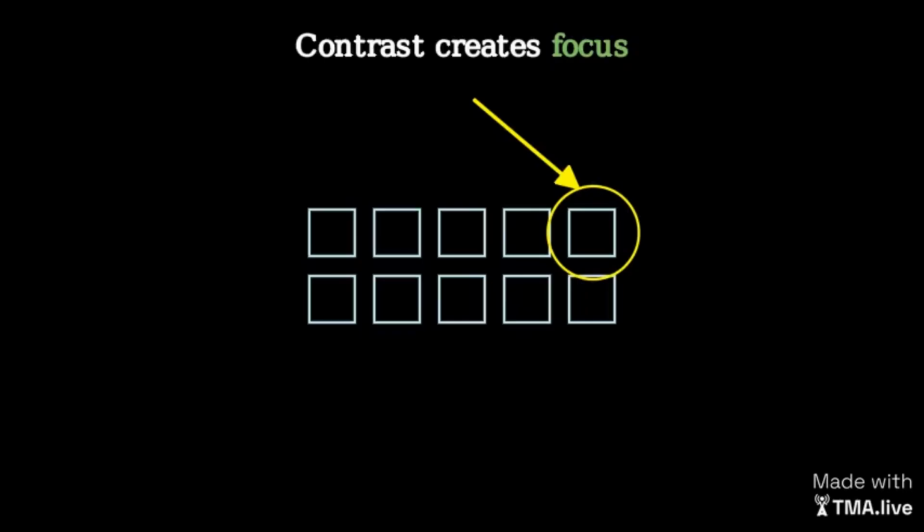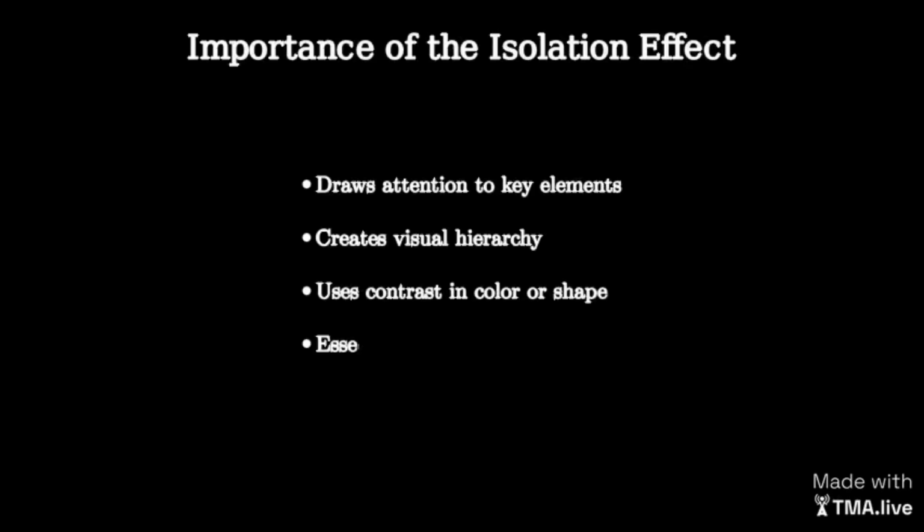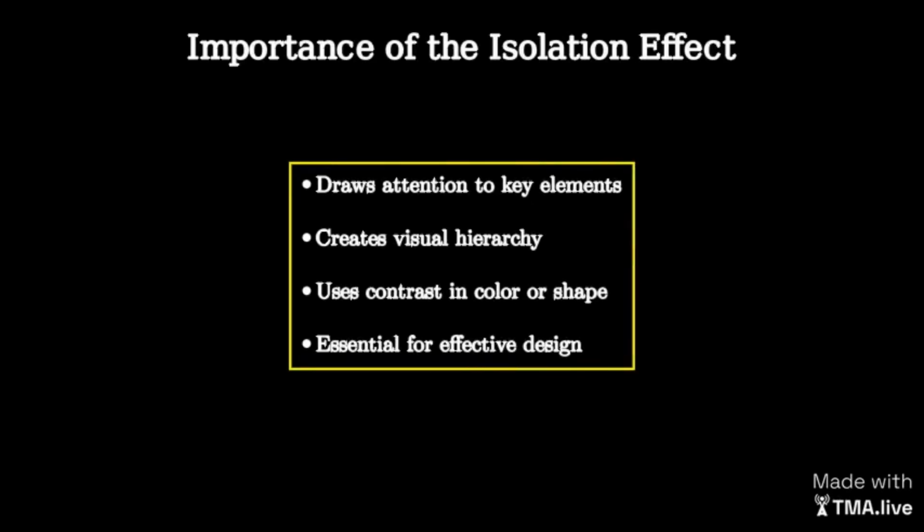In a more complex example, we can see how this works with text. By changing the color and adding a box, the word important immediately draws our attention amidst the gray text. In summary, the isolation effect draws attention to key elements, creates visual hierarchy, and uses contrast in color or shape.